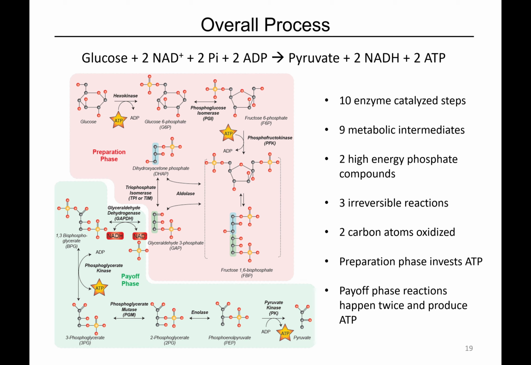There are 9 metabolic intermediates. If there's 10 steps, there's a starting point, an ending point, and 9 things in the middle. You're going to want to know what these things are. Okay? There are 2 high energy phosphate compounds. You just saw them in your activity. The high energy phosphate compounds, you can always predict where they are based on where the ATP gets produced. Okay? So in our payoff phase, we see ATP gets produced once we make 1,3-BPG, 1,3-bisphosphoglycerate.